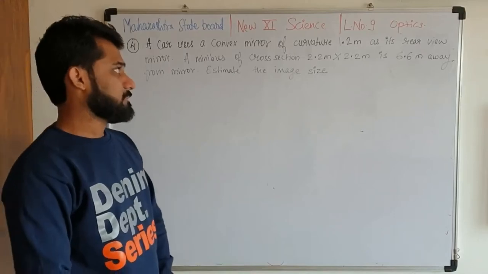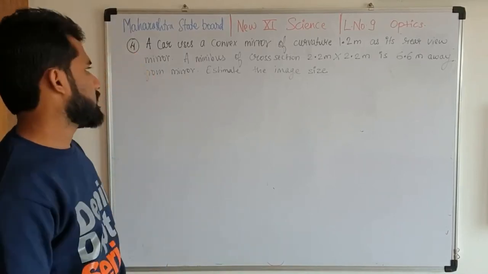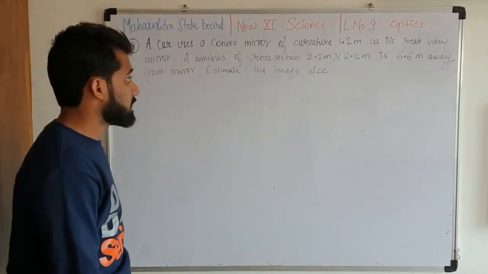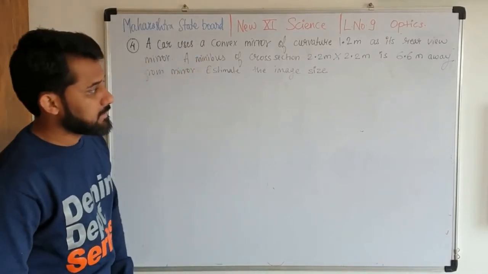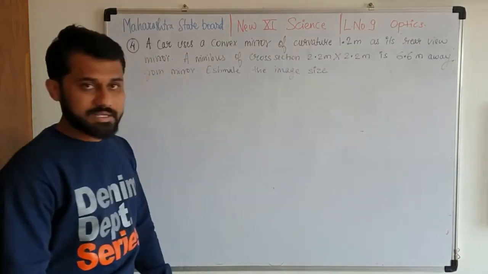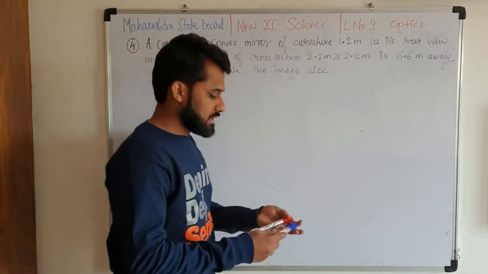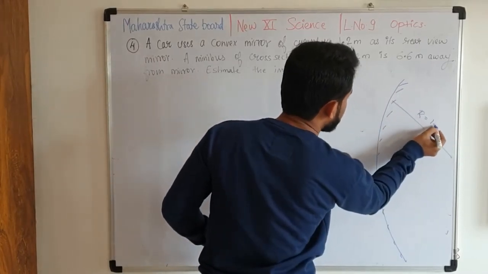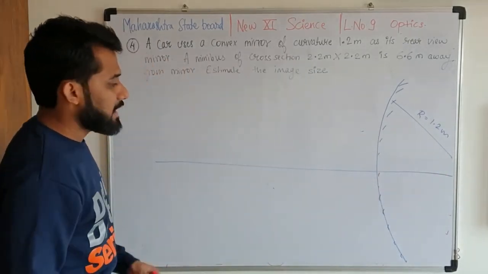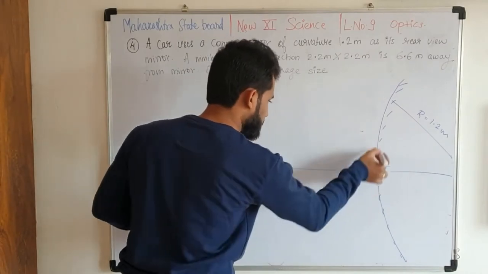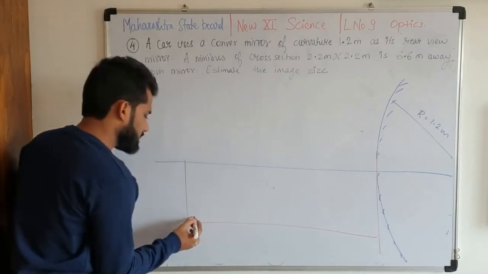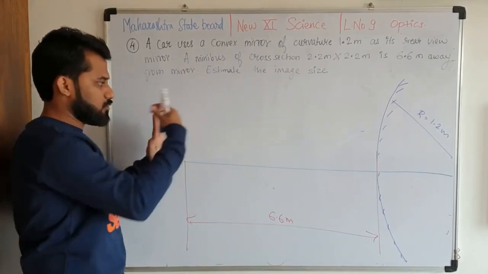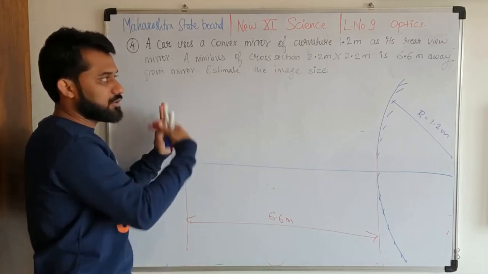A car uses convex mirror of curvature 1.2 meters as its rear view mirror. A minibus of cross section 2.2 meter cross 2.2 meter is 6.6 meters away from the mirror. Estimate the image size. So in the rear view mirror of vehicles, generally convex mirrors are used. And suppose this is the convex mirror and its radius of curvature r is 1.2 meters. This is principal axis. And from this convex mirror, at distance of 6.6 meters, there is a minibus whose cross section is 2.2 cross 2.2. So it is in this way, a square 2.2 cross 2.2. That is the front of a minibus, cross section 2.2 cross 2.2.